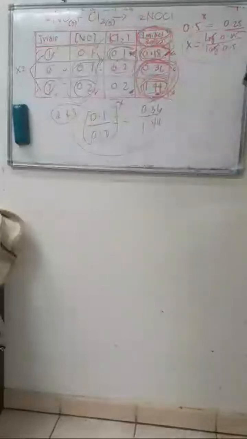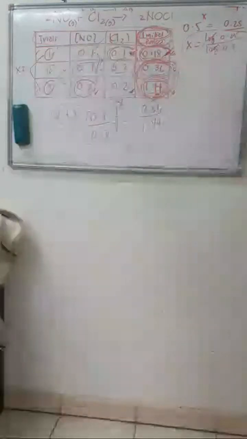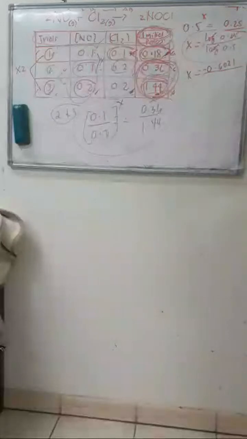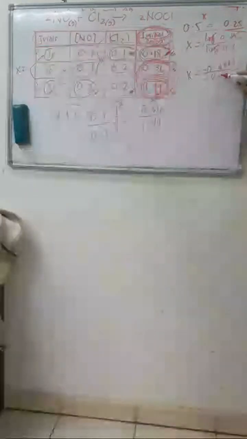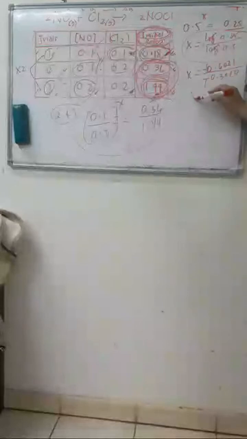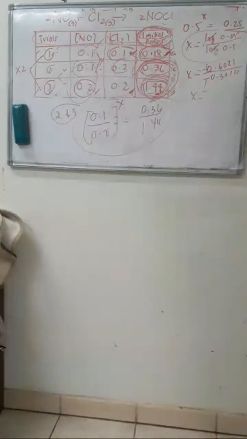So do it individually. The logarithm of 0.25 is negative 0.6021. The logarithm of 0.5 is negative 0.3010. So divide, cancel the negative, x is equal to 0.6021 divided by 0.3010. So your answer will be 2. See? 2. So your x is 2.